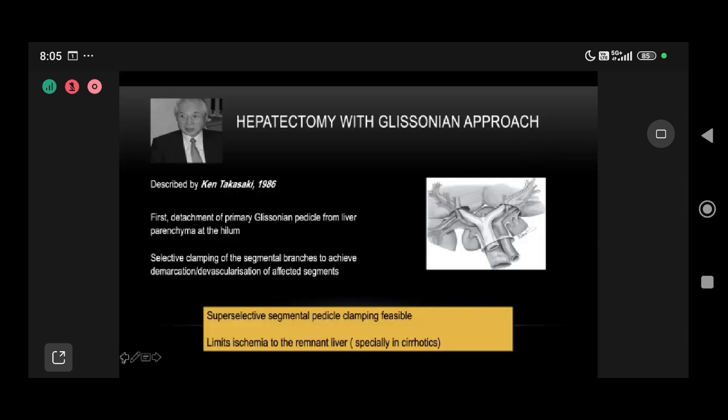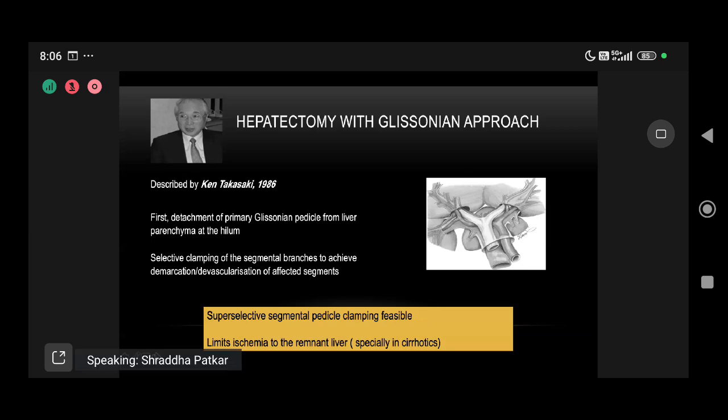The hepatectomy with Glisonian approach was popularized again by a Japanese surgeon called Professor Ken Takasaki, and he was of the opinion that if you detach the Glisonian pedicle from the liver parenchyma, you can selectively take these segmental branches to achieve devascularization. The concept of the Glisonian pedicle approach is mainly for parenchyma preservation in cirrhotic patients, where you want to just selectively take the pedicle to that segment of the liver and remove it.